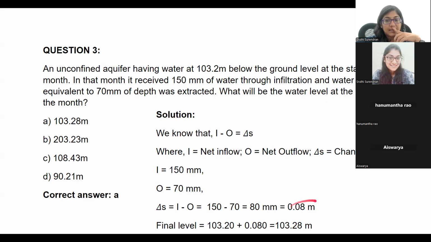So we'll add this change in storage to the initial level to get the water level by the end of the month. And here, this option is the correct option for this: 103.28.